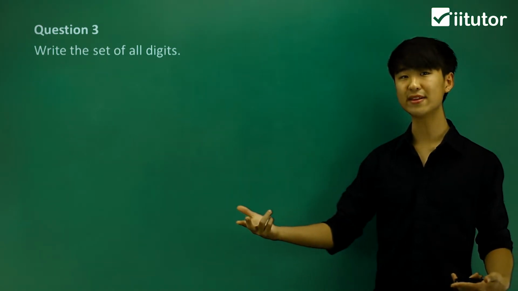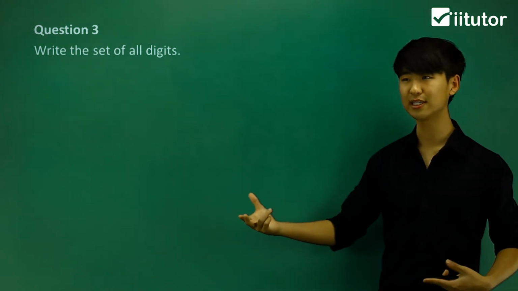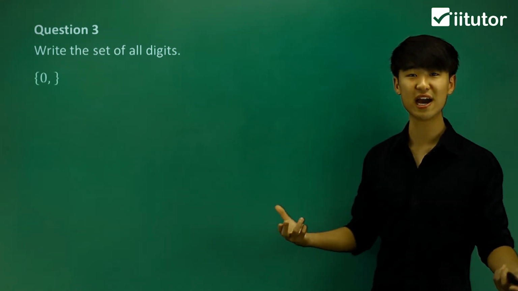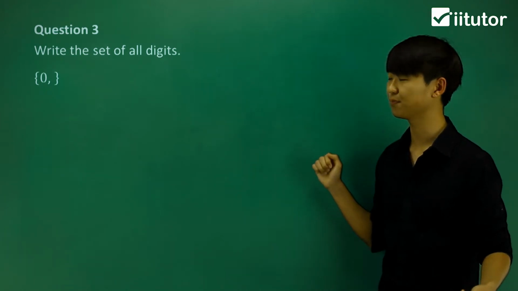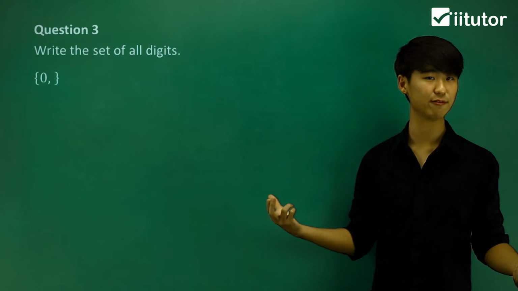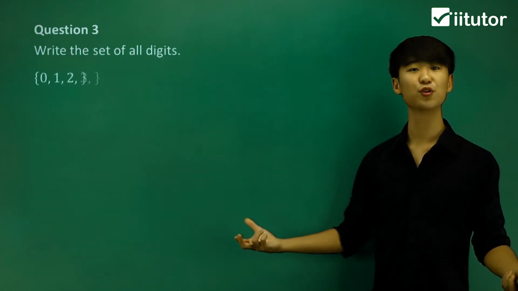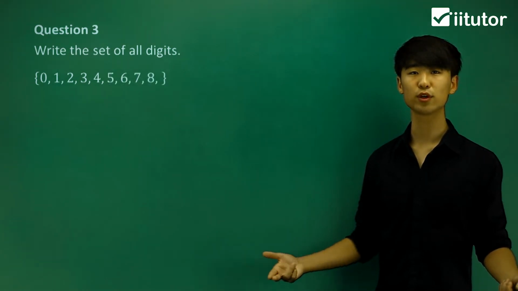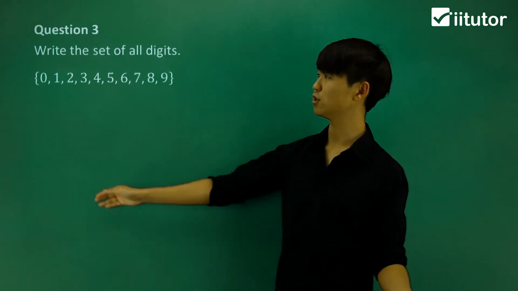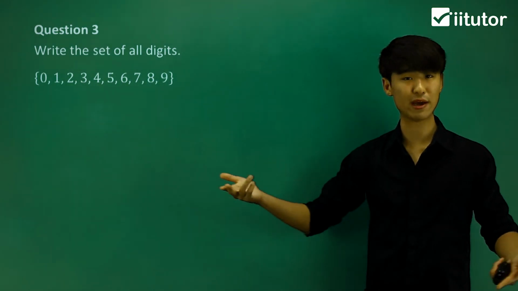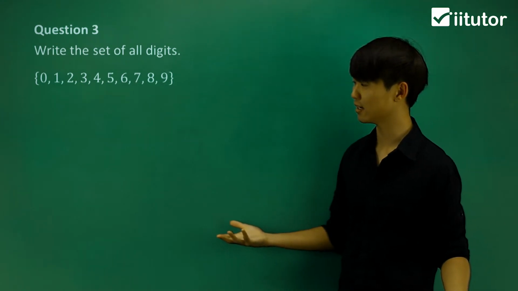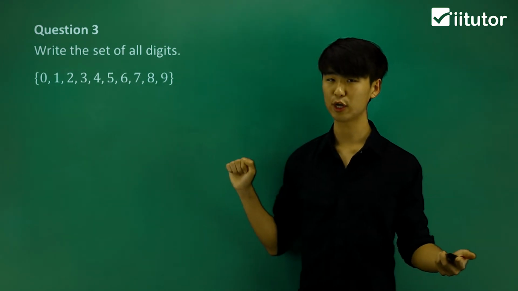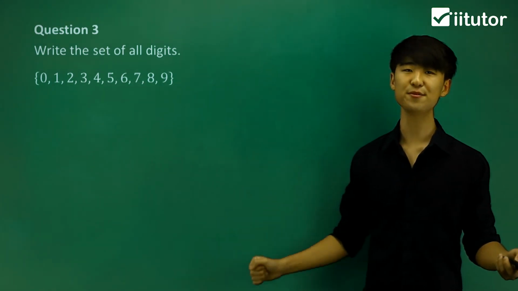Now in question 3, write the set of all digits. It tells me to write a set, which means first of all I need to put my curly brackets in. The first digit in our number system is 0. What other digits do we have? We have 0, 1, 2, 3, and we go all the way up to 9: 7, 8, and 9. So 0 through 9 are all the digits we have in our number system. If we want to write this as a set using set notation, this is how we do it. Make sure that when we write sets, we use our curly brackets. So that was question 3.